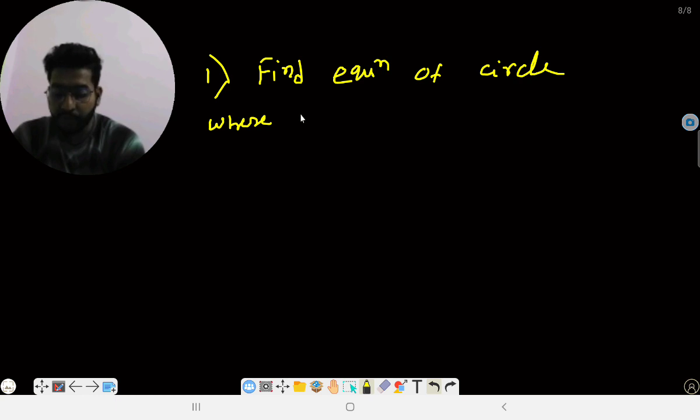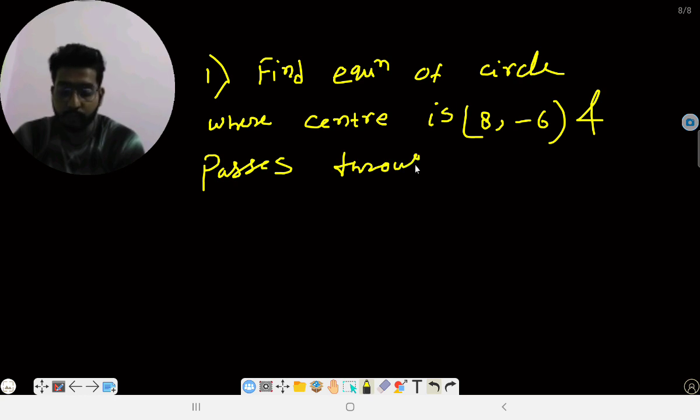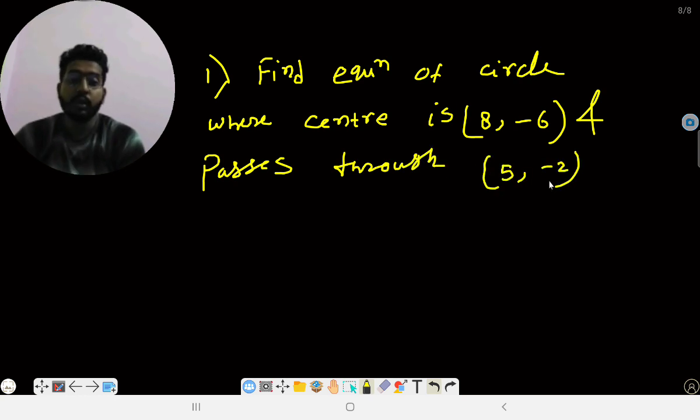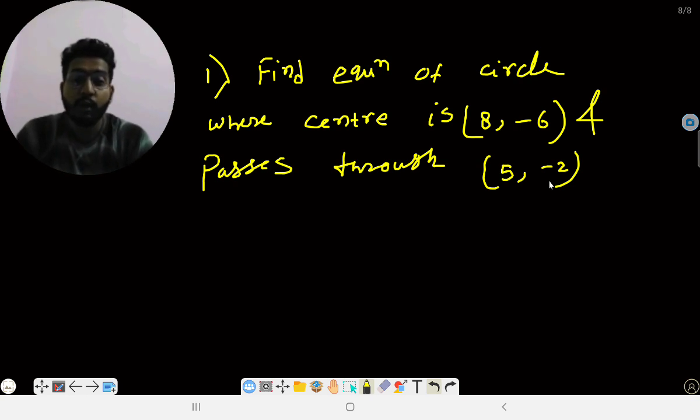Find the equation of the circle where the center is given as (8, minus 6) and it passes through (5, minus 2). Now we have to find the equation of the circle where the center is (8, minus 6) and it passes through (5, minus 2). We have to find this equation of the circle.